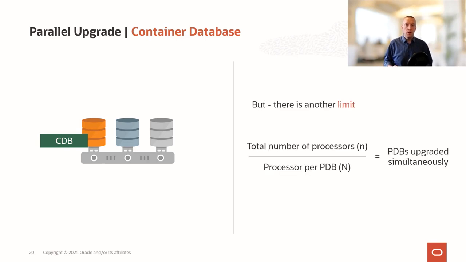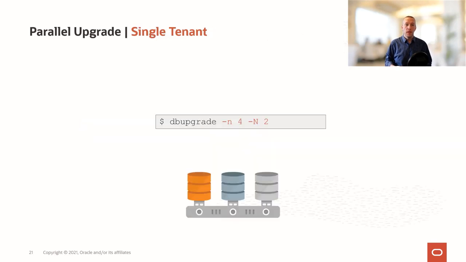So this means if you take the total amount of parallel processes that are available for the upgrade, and you divide that by the number of parallel processes that you use for one specific PDB, you know how many PDBs can be upgraded at the same time. So in this example, I have here a single tenant container database. I'm using a total of 4 parallel processes and 2 for each of the container databases.